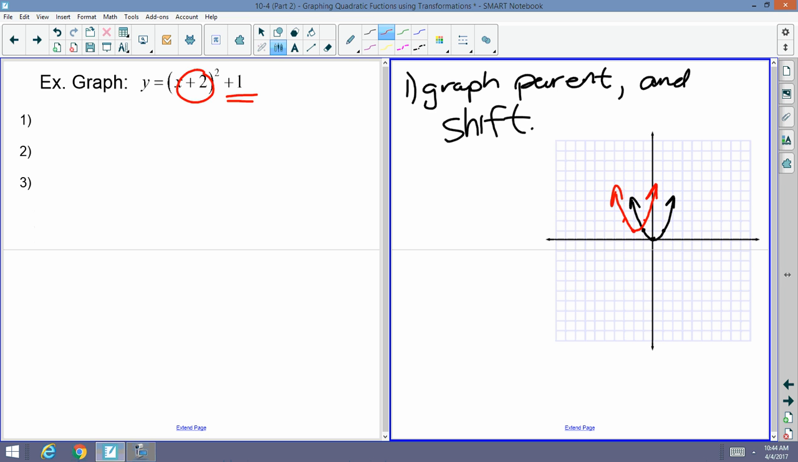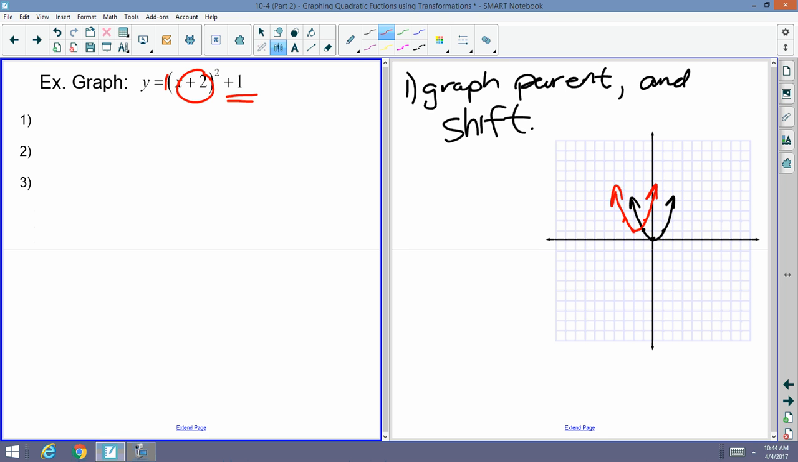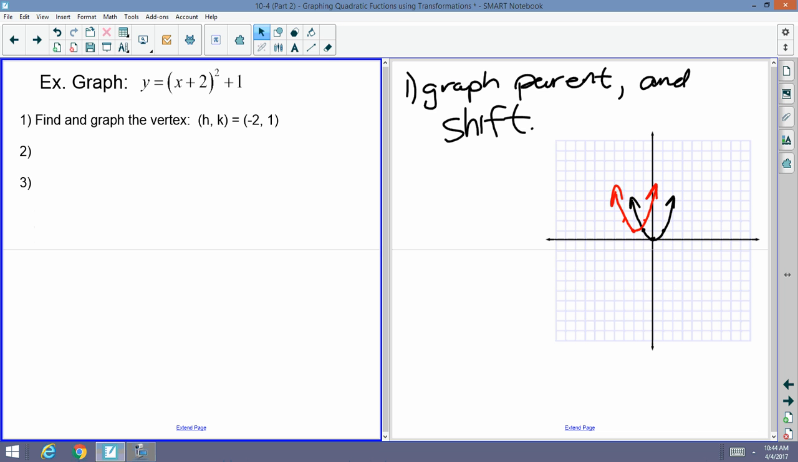That works with any function, by the way. Graph the parent and then shift. Remember, make sure you know what your A is. In this case, the A was 1. Now, that's one way. The better way, in my opinion, is: step 1, find and graph the vertex.